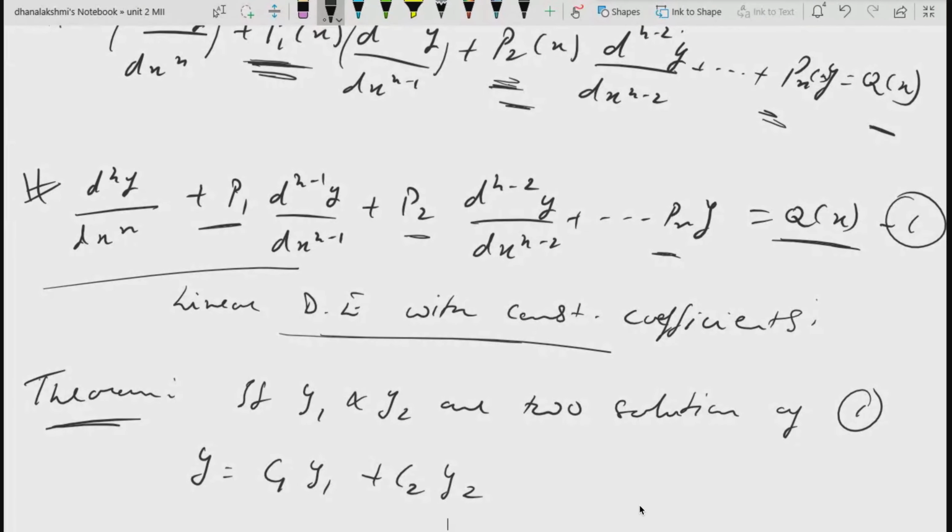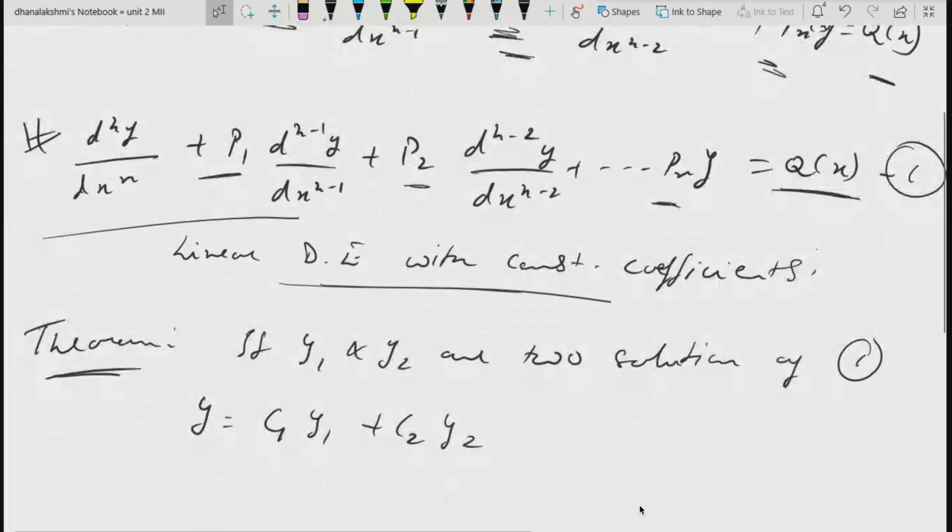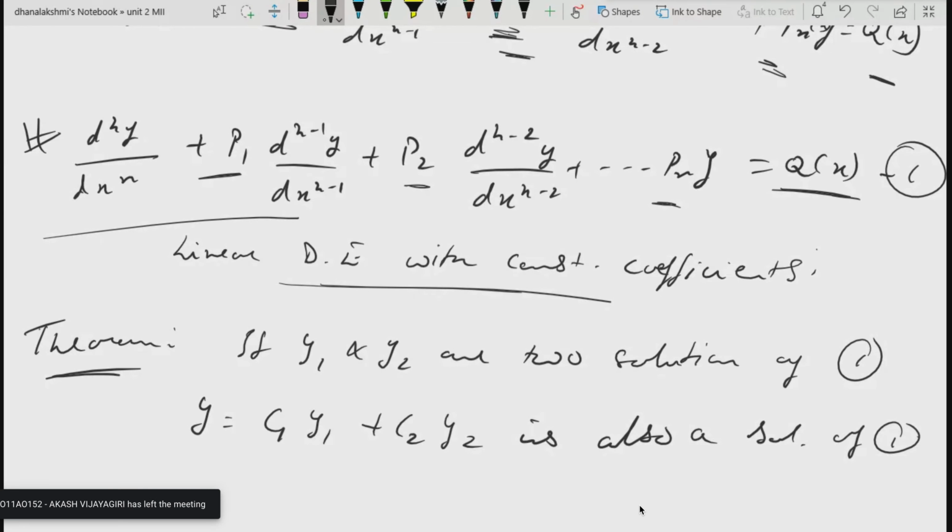Now I have taken only y1, y2 to be the solution, and I am saying that the linear combination of this one, which is y is equal to c1y1 plus c2y2, is also a solution of 1. But tell me, in a general solution, how many constants should be there for nth order?